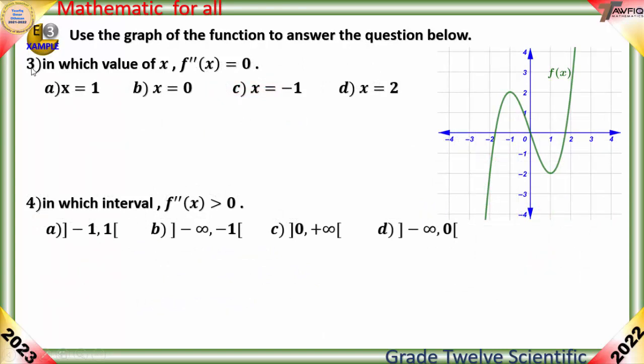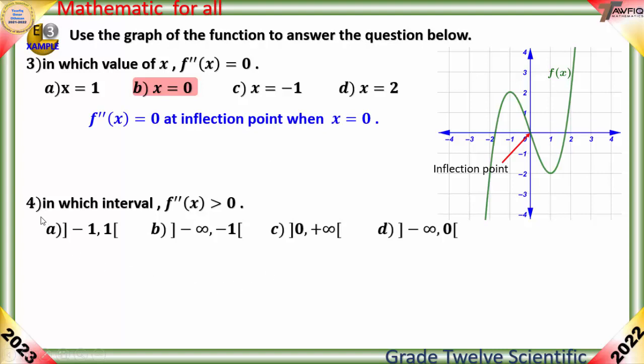Question number 3. At which value of x is f double prime of x equal to 0? f double prime of x is equal to 0 at an inflection point, which is x equal to 0. As you can see, we have an inflection point here. Because this is an inflection point, f double prime is 0.